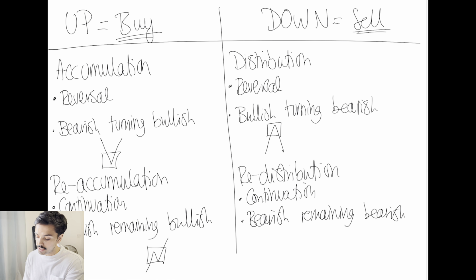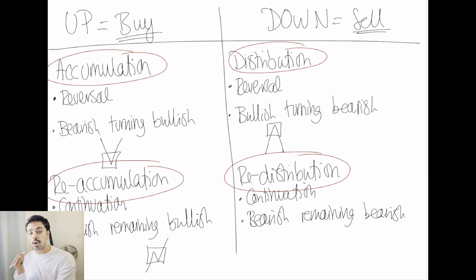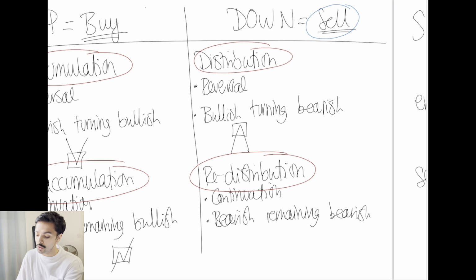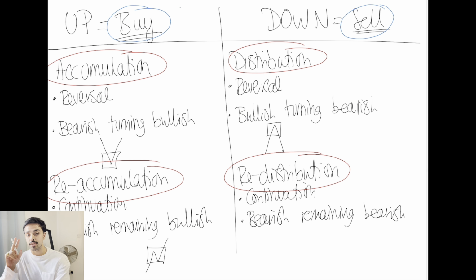Now, understand this, guys. These four schematics, right? An accumulation, a distribution, a reaccumulation, and a redistribution. These are the only four processes that exist. These are the only four schematics that exist. AKA, these are the only four things that price is going to be doing at any given moment in time. Okay? And these four processes are in service to only two directions. We can either go down or we can go up. We can either buy price or we can sell it. Those are the only two options, right?